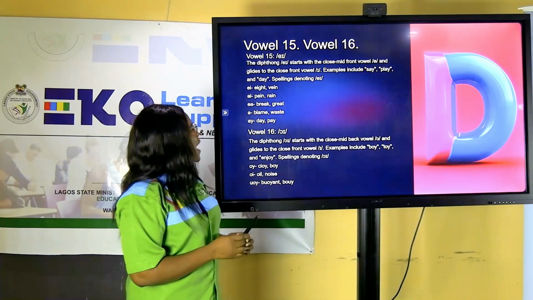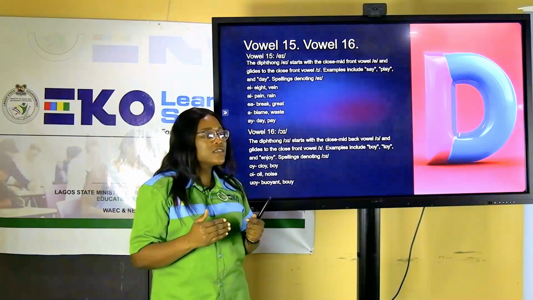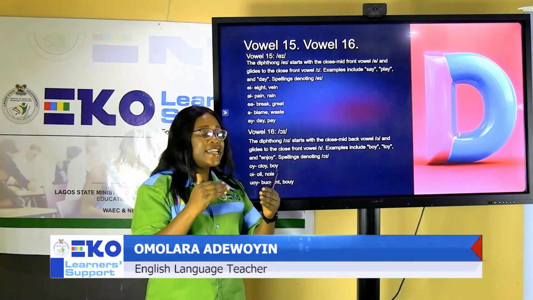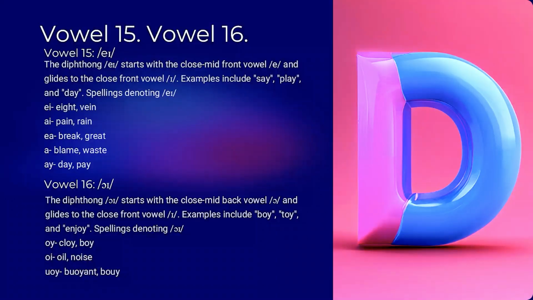We have this vowel sound A. It's a closed mid-front vowel. It starts as a closed mid-front vowel and glides onto a front vowel E. When you pronounce E and E, you would realize that E is more front than E. So we have A. Look at the examples we have here: 8, E-I-G-H-T, 8. We have vein, pain, rain.